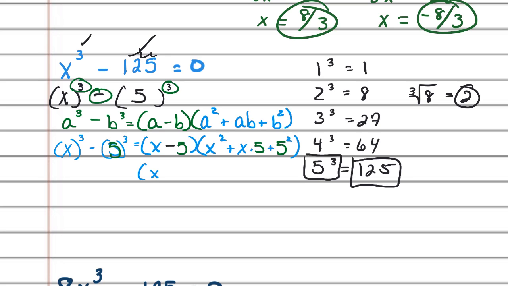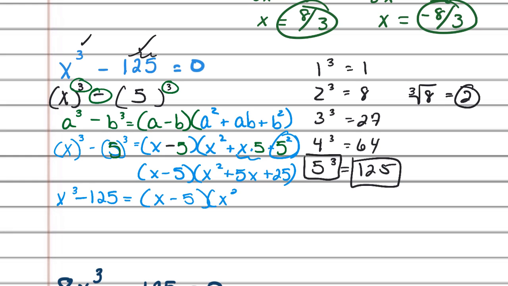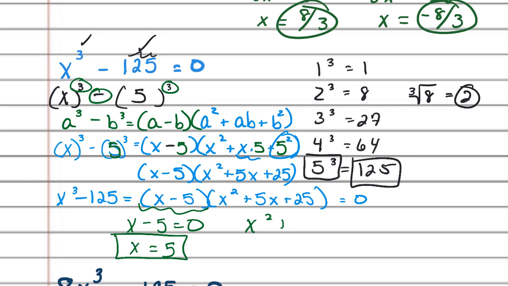And then we clean this up a little bit. Nothing to the first one, nothing to x squared, but x times 5 we write as 5x, and 5 squared we rewrite as 25. And so this difference of cubes, x cubed minus 125, is equal to this factorization. And the whole thing equals 0. And so if I want to solve these now, I've got this factor, x minus 5. Gives me that solution. And I'd have to set this other factor equal to 0.